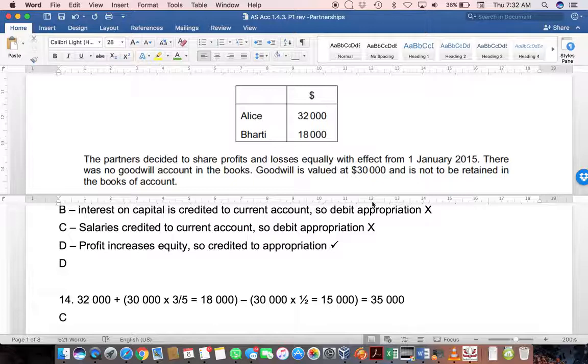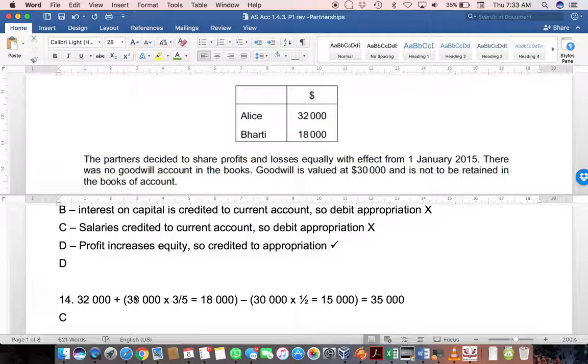But then you need to remove it because it tells us that we are not going to retain goodwill in the books of account, and so then you minus it. So you are saying plus 30 minus 30. The difference is in these ratios, which one you are using. The new ratio is that they are sharing profits and losses equally. In other words, they each get a half. So you are going to remove it from the books in that new ratio, in other words, as a half, which is 15,000. And you'll then see that Alice ends up with a new balance of 35,000, where she started with 32.